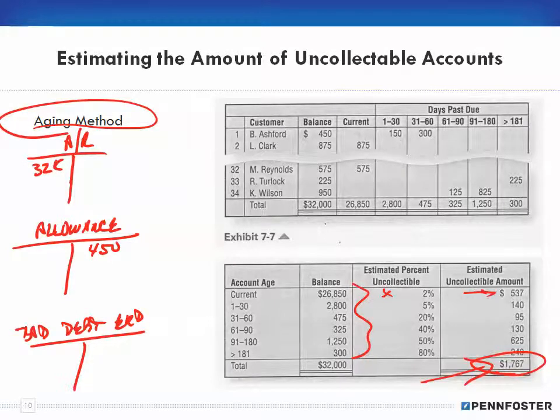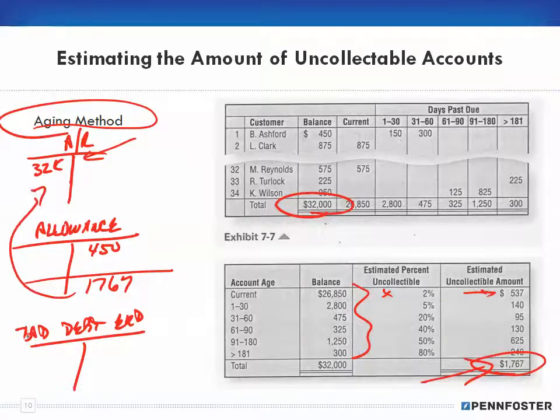How much of my 32,000 will I estimate to be uncollectible? Now, here's the thing. It's $1,767. I have to look at my allowance account, and remember, I have 32,000 here as my accounts receivable. I want the balance in my allowance account to be $1,767 to be able to match that 32,000, right?